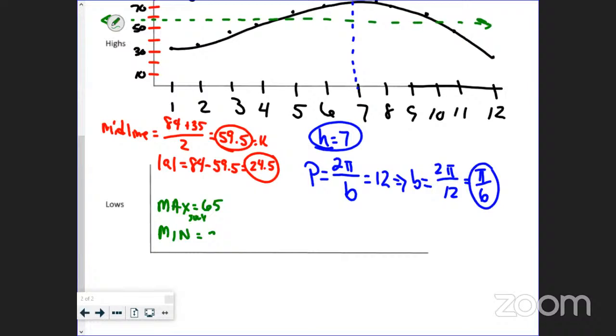20. And that was when? January. That was in January? Okay, beautiful. Love that. So now I have those. So let's go ahead and find our value of K, the midline.